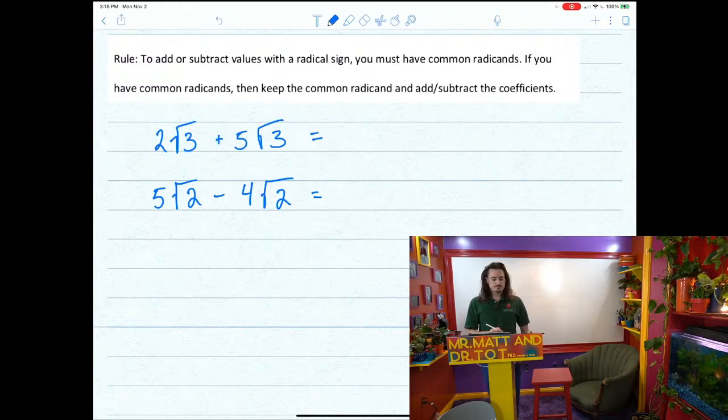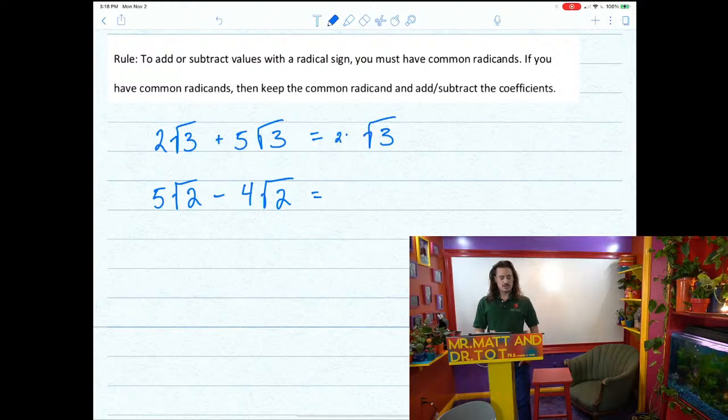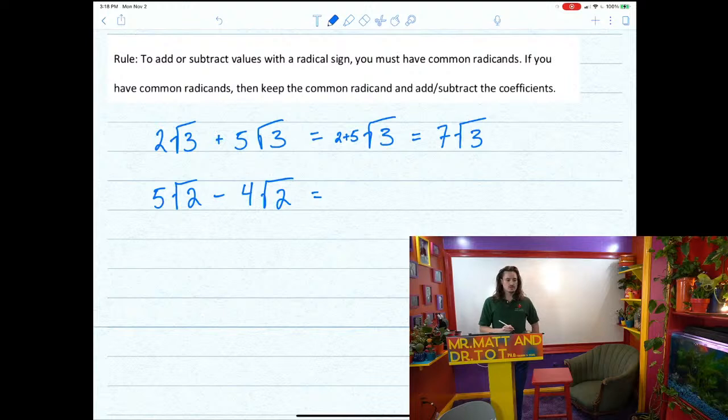Similarly, the same thing is true with subtraction. In the second example, we have common radicands of 2. So we're going to keep the common radicand, and add or subtract the coefficients. So the second example is going to turn into 5 minus 4 times the square root of 2. Notice that that's going to turn into 1 root 2, which is the same thing as just root 2.